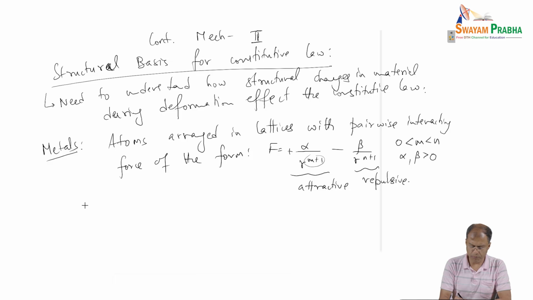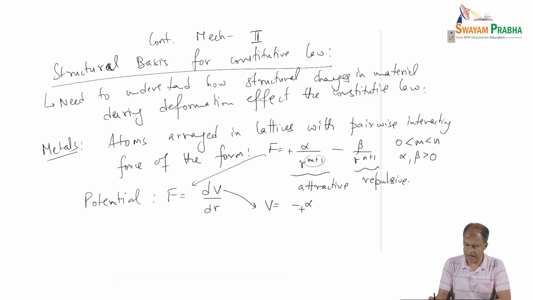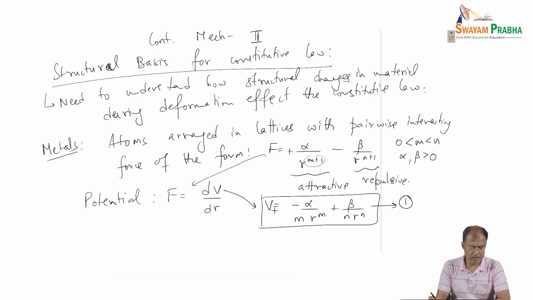Now if we were to find the potential to the problem, we have F, the force, is given by dV by dr. So my potential V when integrated will give us minus alpha times m by r to the m plus beta times n by r to the n. So this is my Lennard-Jones potential, the very famous Lennard-Jones potential. Now we want to see what is the arrangement of the lattice, that is when there are no net forces acting on the system. So we want to see what happens at equilibrium.